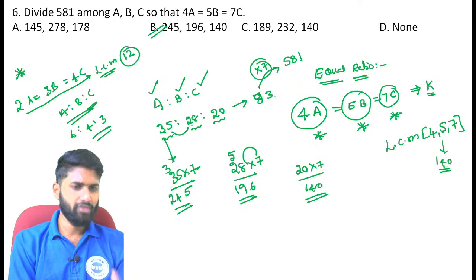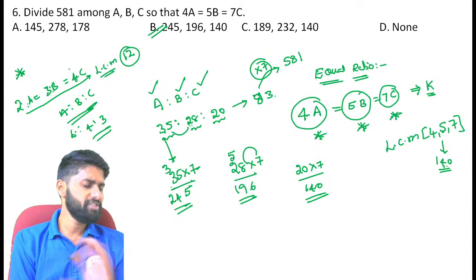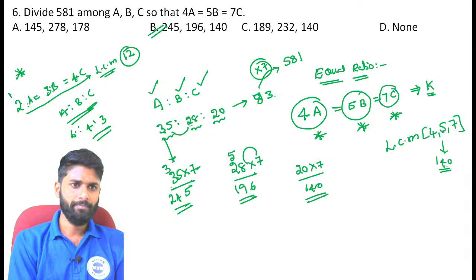Now, if you want to check it, just substitute it. 6 twos are 12, 4 threes are 12, and 3 fours are 12. So 12 is equal to 12 is equal to 12. So, that is approach number 1.